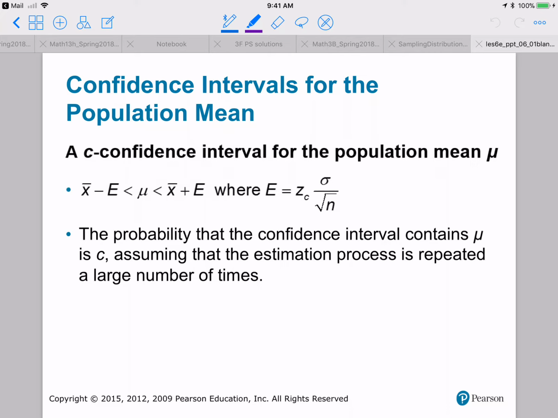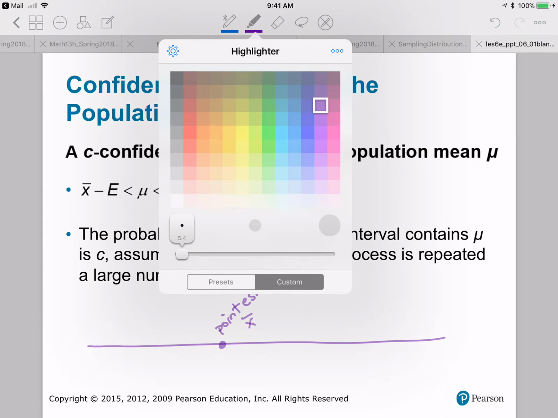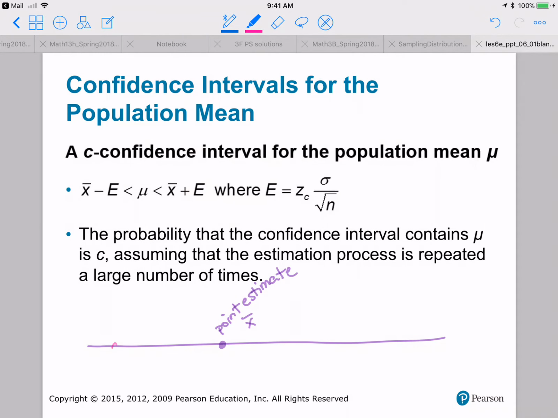Okay, so now let's talk about creating confidence intervals for a population mean. This is what we came here to do, basically. Here's what we do. You take your point estimate, X bar, and your confidence interval is going to have a left endpoint and a right endpoint. The left endpoint is X bar minus your margin of error, and the right endpoint is X bar plus your margin of error.